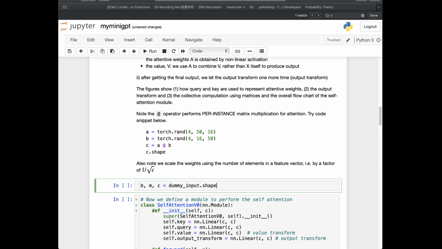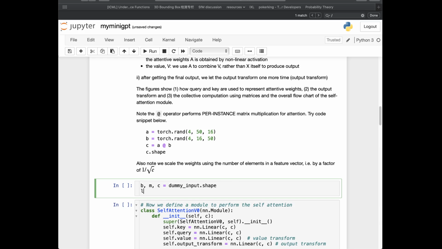And we will consider the linear transformation from C dimension to C dimension. Those transformations are to transform the input data in the role of querying, in the role of the key, and in the role of providing the output values. We call that linear transformation K to be linear, and the input is C and the output is also C. So we do this for all the other components.